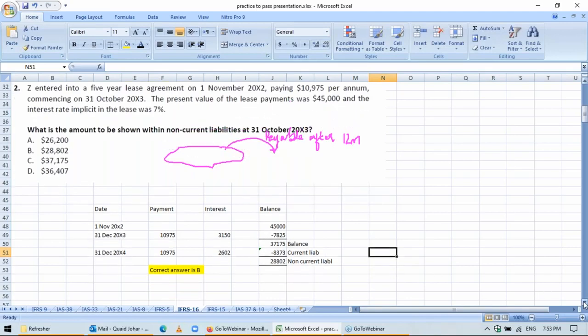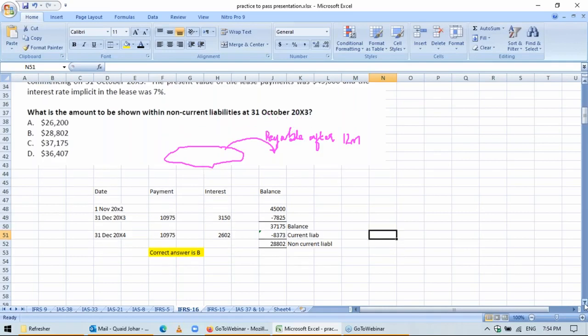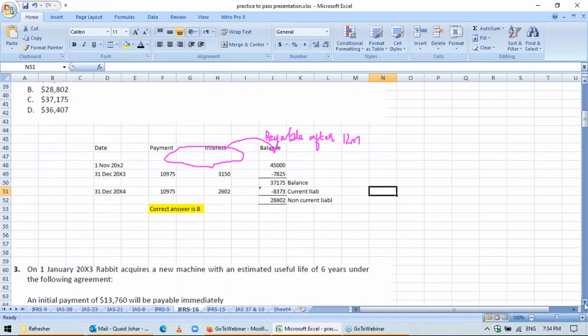Interest has not yet gone due because you have made the payment after 12 months time. So you have paid the interest which got due for this year plus the principal amount for the current year. But next year, principal only will be shown as a liability. Interest will not be shown because recording interest depends on the passage of time. As time passes, you will keep recognizing the interest, right? So that's why I'm excluding the upcoming interest from 10,975. Okay, let's move on to the next question.